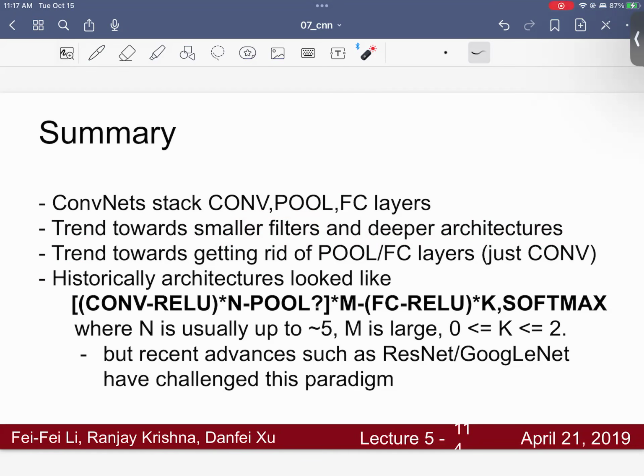Yeah, and the trend is towards getting rid of pooling and FC layers. Some people might ask, if you remove the pooling layer, how would you compress your spatial dimension? Actually, you can use stride. If you use stride 2 or stride 3, you can drastically compress your spatial dimension again. So you can use either stride or pooling to play with your spatial dimensionality. So yeah, the trend is towards getting rid of pooling and fully connected layers as well.